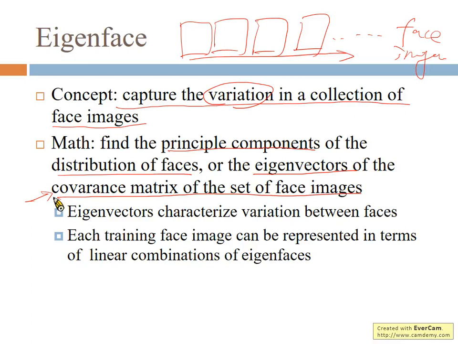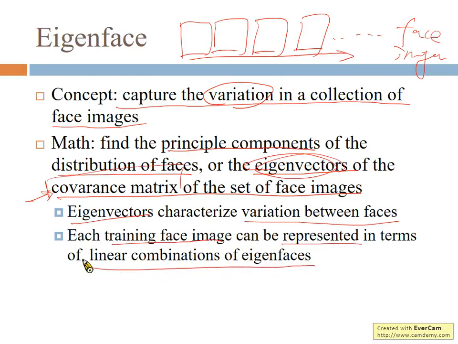Then from the covariance matrix, we will find the eigenvectors of this matrix to capture the most important variation. So the eigenvectors characterize variation between faces, and each training face image can then be represented in terms of a linear combination of eigenfaces. That is actually equal to mapping each training face image into the face space, for example, this point. And then how can we represent this point? As we learn in linear algebra, each vector in the space can be written as a linear combination of the basis vectors.